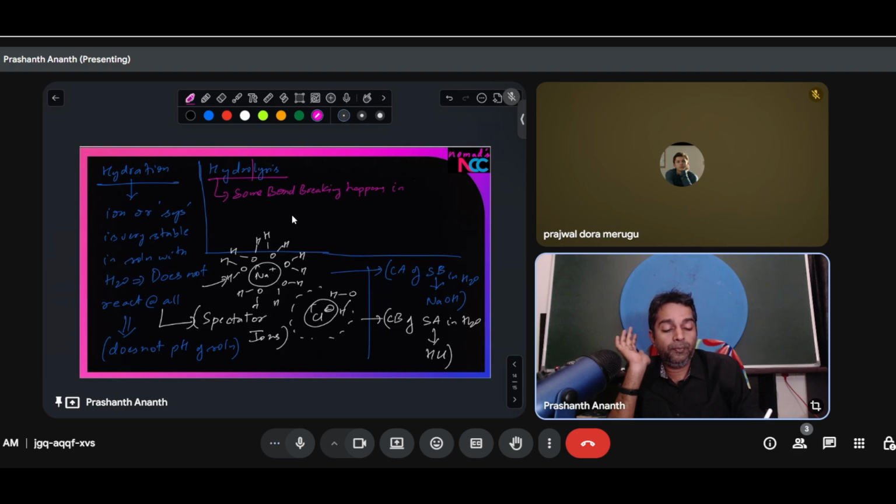In water. It can be that the original compound is breaking, or it can be that it is breaking water. Both are acceptable as hydrolysis. So some bond breaking happens in water. You can say the original compound breaks.